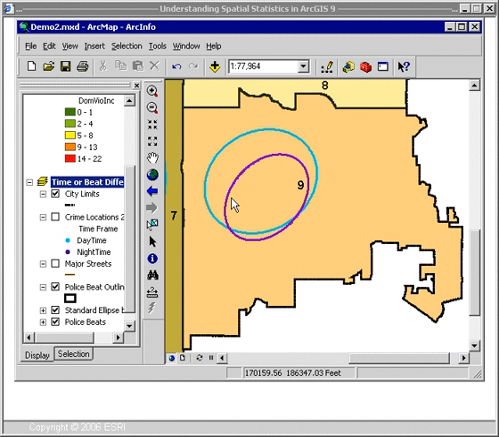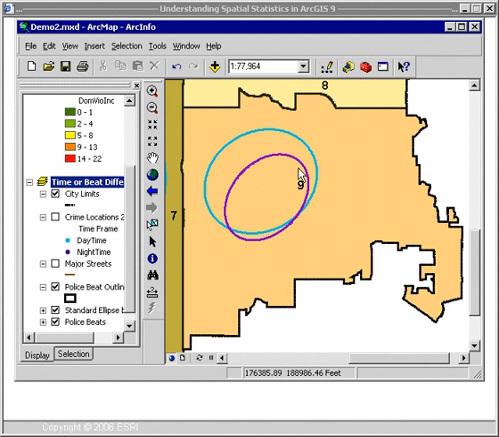In this beat, the first thing we see is a difference in the size of our ellipses. The night crimes are much more concentrated than those during the day. We can definitely set up patrol routes accordingly so that they are more concentrated during the night shift than the day shift. The second thing we see is the orientation of the crimes.